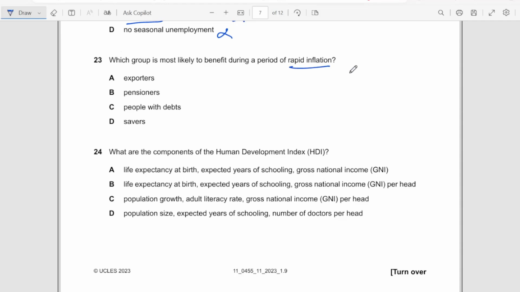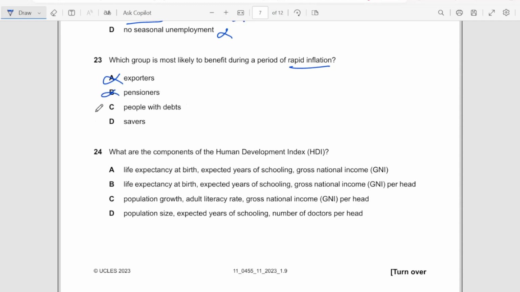When there's inflation, the prices of goods and services are rising, right? If you're an exporter, your exports would go down. If you're a pensioner, the value of the money that you have saved has been lost because over time the goods and services have increased in value. So when you receive your money that you had saved, it won't be as valuable, so you're at a loss.